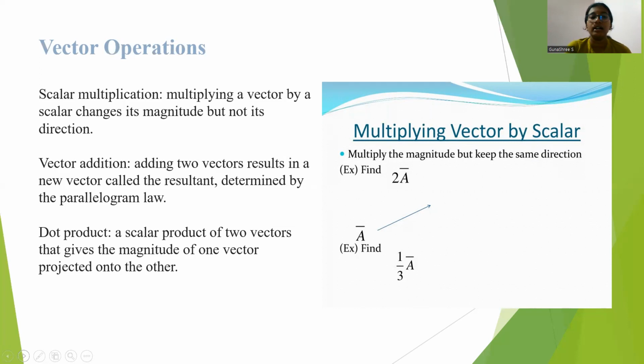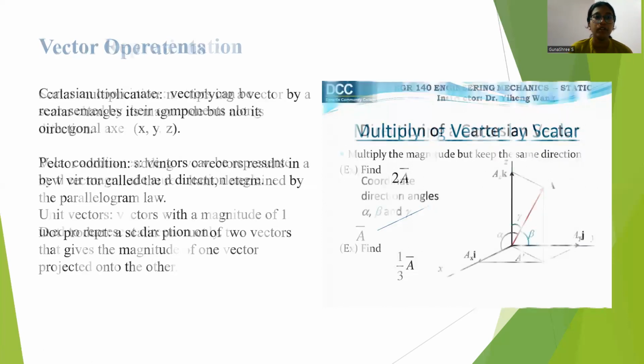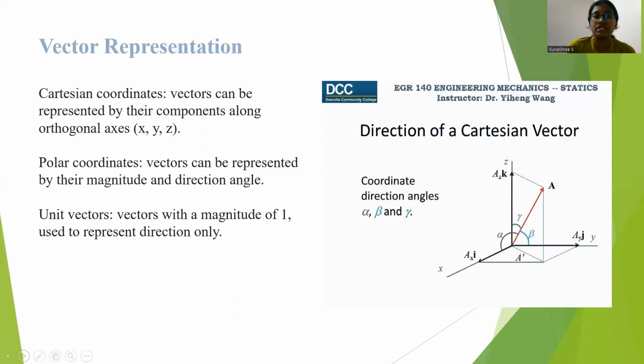Dot product. The scalar product of two vectors will give the magnitude of one vector that is projected on another vector. Next comes the vector representation.